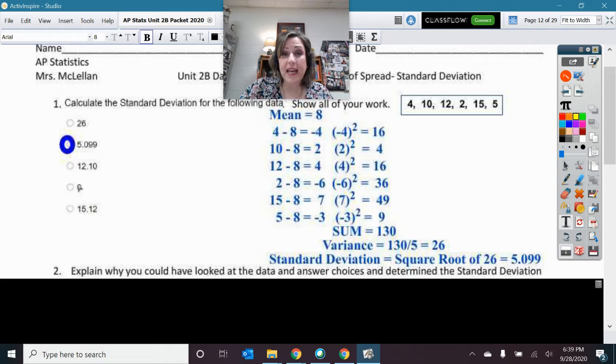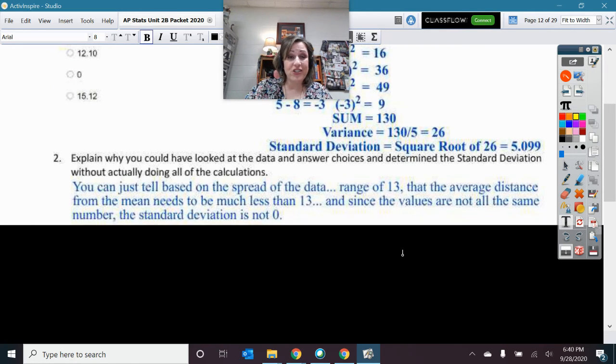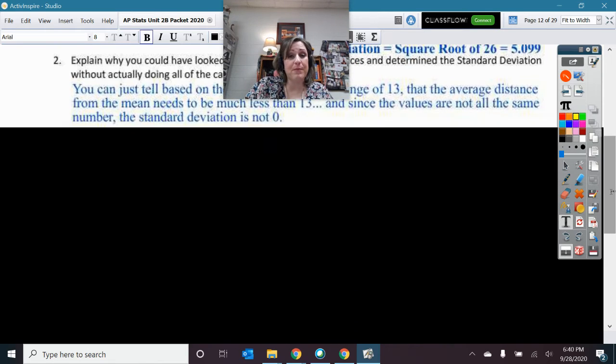It's not going to be 0. That would mean every single piece of data, in order to have a standard deviation of 0, every single piece of data has to be the same value. All right, so the only one that was in between those was the 5.099. You can just tell based on the spread. Had that range, had that average difference, it can't be 0.